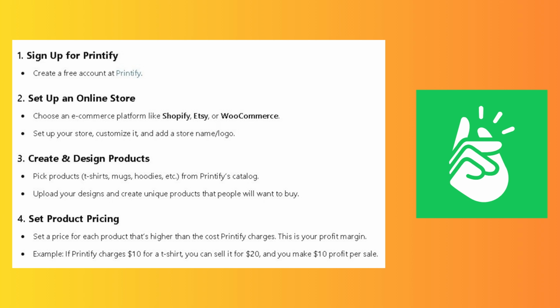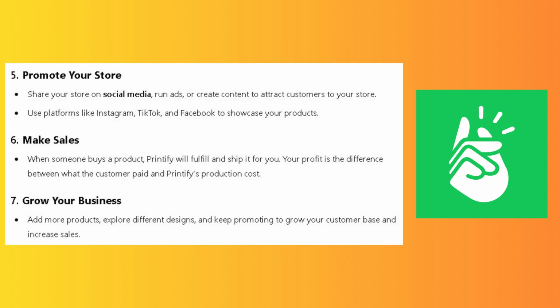Next, set the product pricing. Set the price for each product higher than the cost of Printify's charge. This is your profit margin. For example, if Printify charges £10 for a shirt, you can sell it for £20. You make a £10 profit.